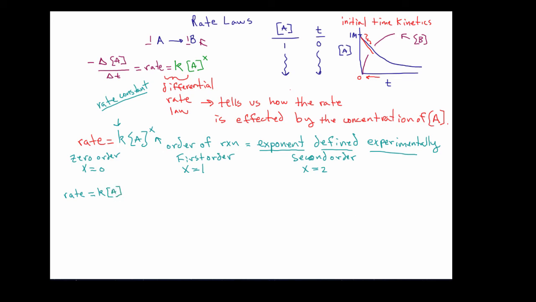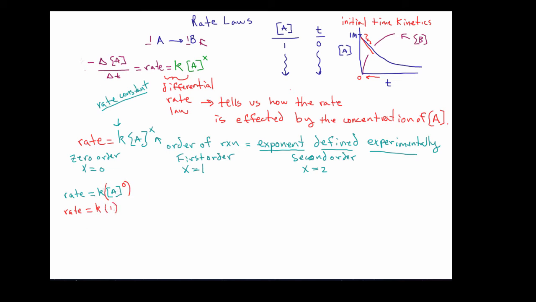And you can see that if I go ahead and put the exponent in as 0, mathematically what happens when we raise anything to the 0 power? The bottom line is that anything raised to the 0 power is equal to 1. So you can see what happens with a zero order reaction. The rate literally is equal to the rate constant, because this expression right here is reduced to 1.